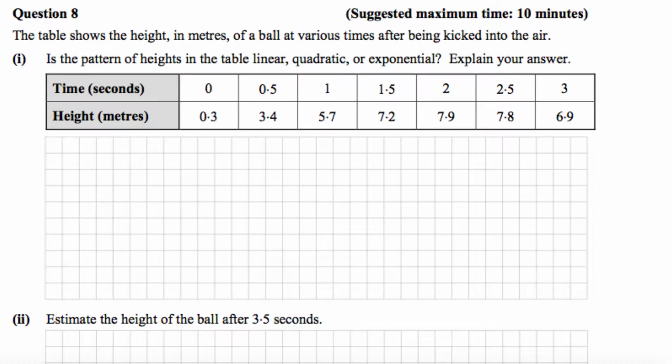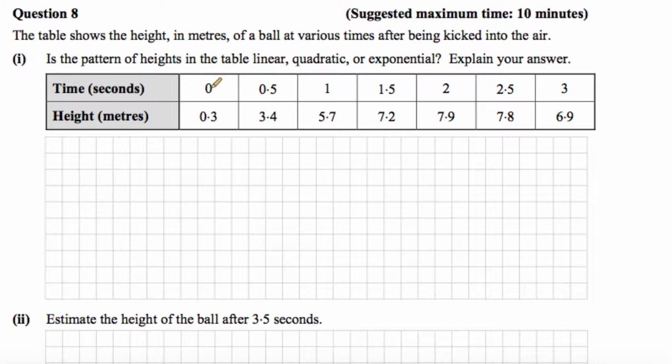So this is the 2014 Junior Cert Higher Level Paper 1 and we're looking at question number 8. The table shows the height in meters of a ball at various times after being kicked into the air. Part 1: is the pattern of heights in the table linear, quadratic or exponential, and explain your answer.